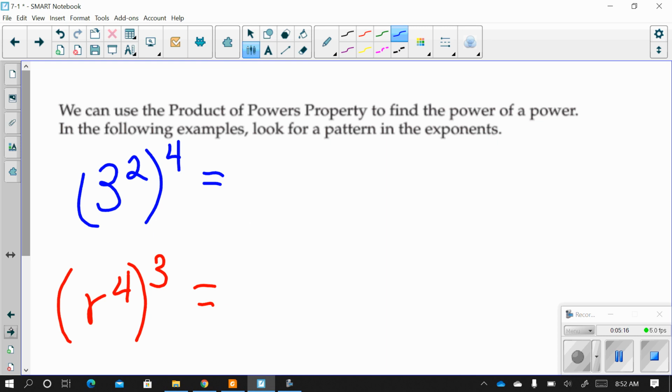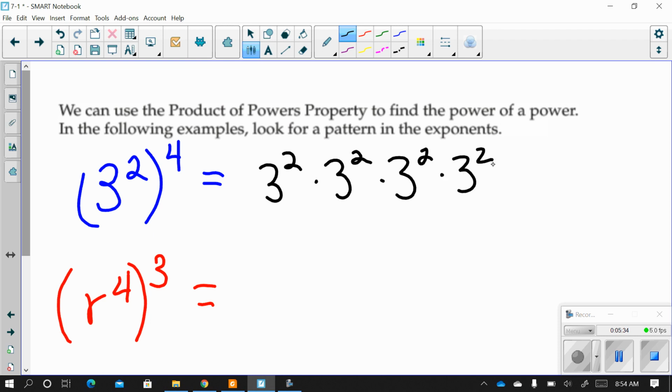Okay, so next rule, power of a power. What do we do? Well, 3 squared to the 4th. Let's check these rules out. Okay, 3 squared to the 4th. Well, that means I take 3 squared 4 times. There's 3 squared times 3 squared times 3 squared times 3 squared.